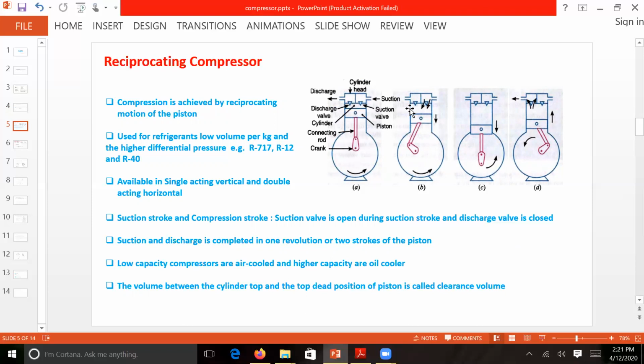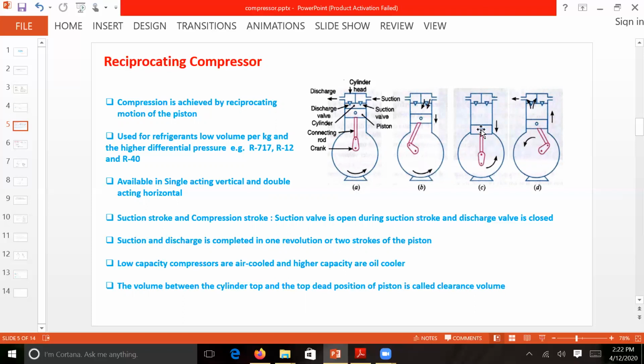Once it moves downward, it will suck the refrigerant from the evaporator side, and the inlet valve will open at that condition. So suction happens while the piston moves from TDC to BDC, that is, from top dead center to bottom dead center. As it moves to the next round, with a 180-degree rotation of the crankshaft, the piston will move in the upward direction. Then your inlet valve will be closed.